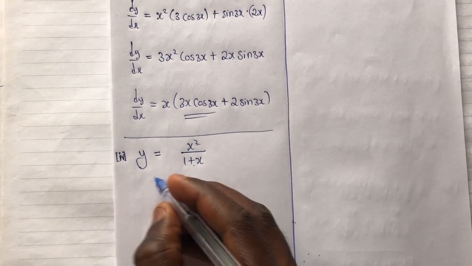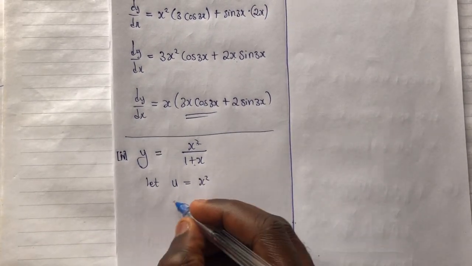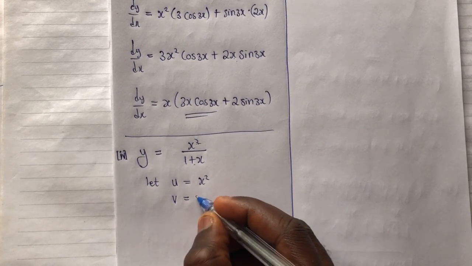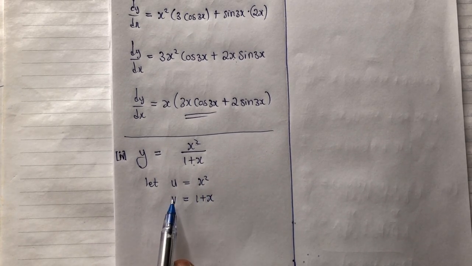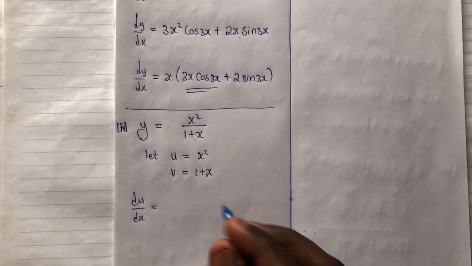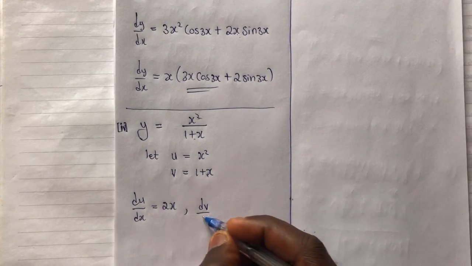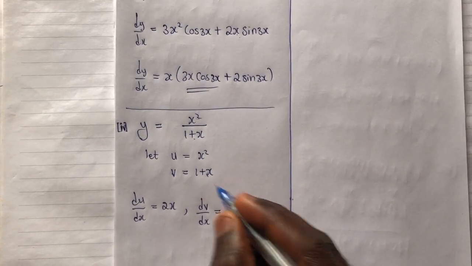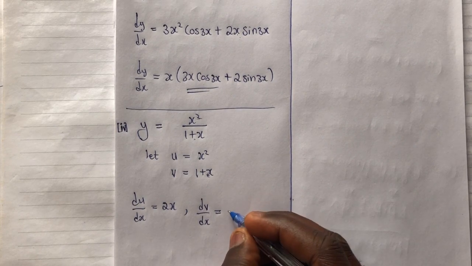So first you say that let u, I use the variables u and v, be equal to x squared, and let v be equal to 1 plus x. When you do this, you can differentiate the function u with respect to x, and then v with respect to x. So you say that du dx will give us 2x, and then you differentiate this one, dv dx will give us, the derivative of a constant is 0 and the derivative of x is 1, so we have 1.